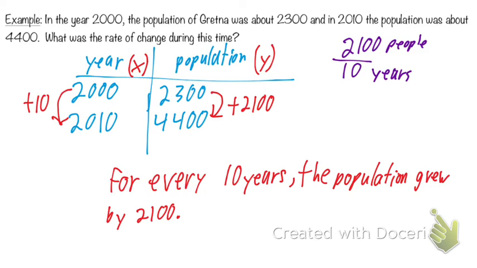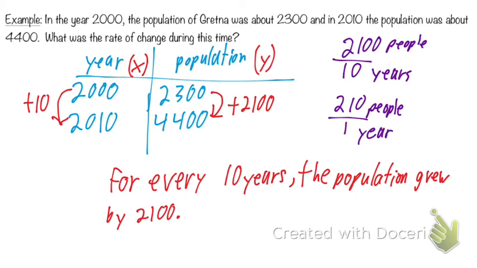So 2,100 divided by 10. What happens when you divide by 10? Yeah, you just take off a 0 basically, right? You're going to slash away a 0. So 210 people for every 1 year.